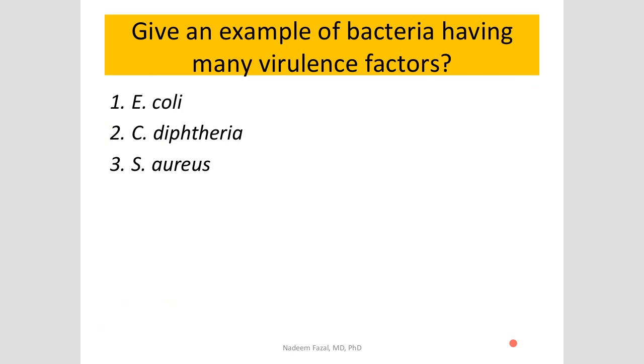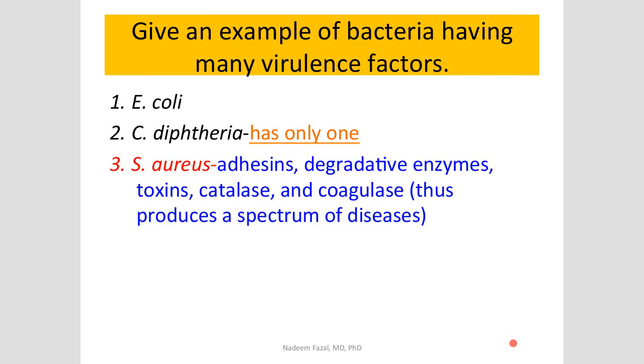Like, for example, E. coli, Clostridium, Corynebacterium diphtheriae, and Staphylococcus aureus. So these are some of the examples of bacteria that have more virulence factors. And remember, any bacteria with more virulence factors is going to cause more disease, more damage, more problems, and more difficulty for us.